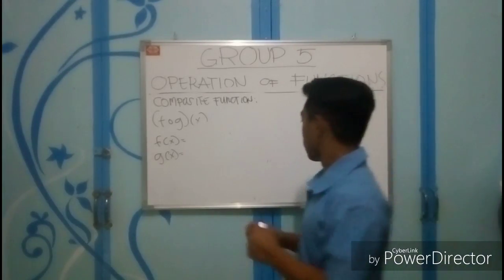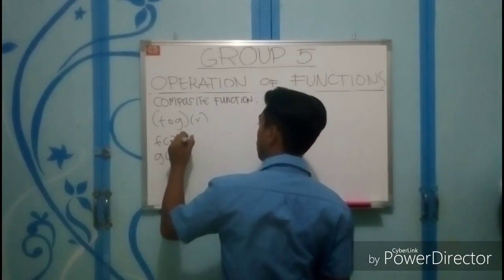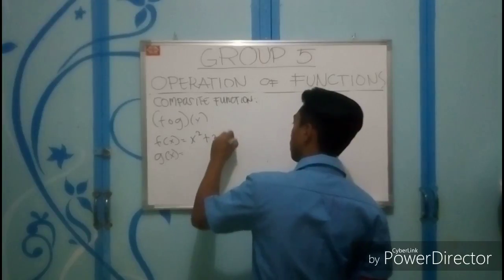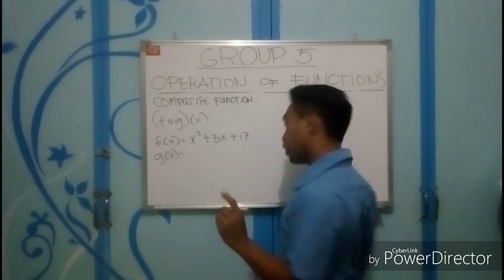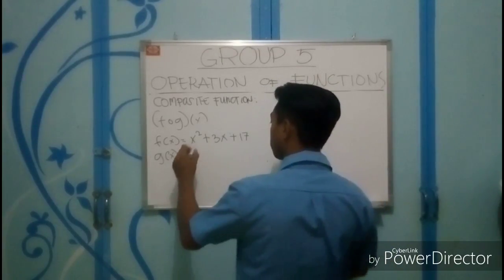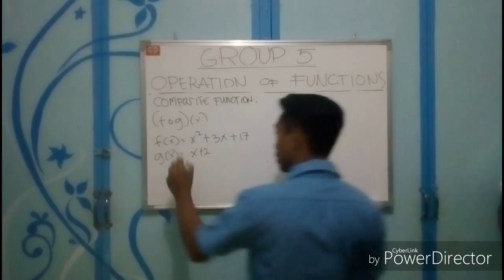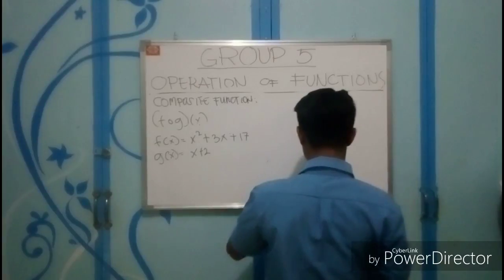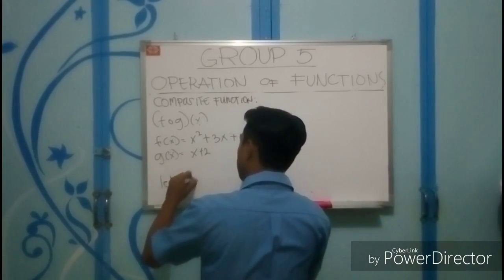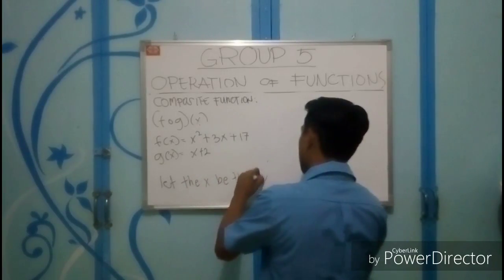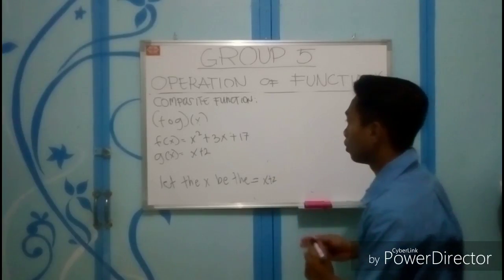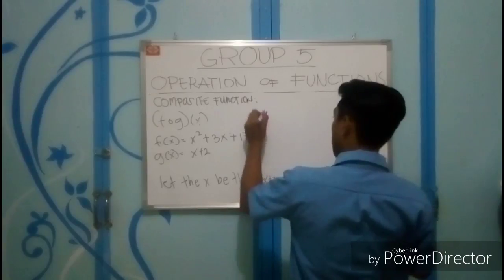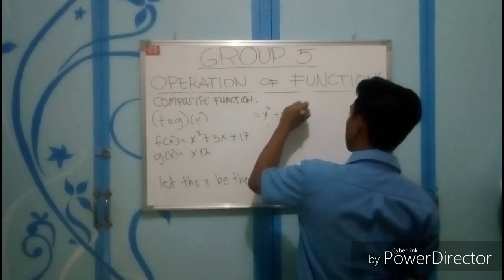Same formula. Okay, f of x is equal to x squared plus 3x plus 17, and the g of x is equal to x plus 2. Since the g of x is equal to x plus 2, let the x be x plus 2. Since our x is x plus 2, copy our f of x, x squared plus 3x plus 17.